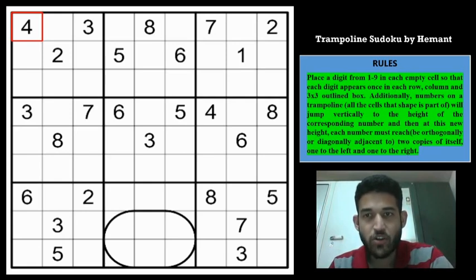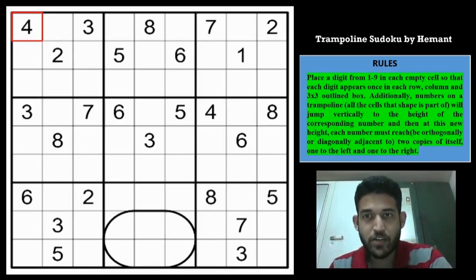Moving on to the rules. Each row, each column and each 3x3 box contains the digits 1 to 9. Additionally, numbers on a trampoline. So this is your trampoline here. All the cells that shape is part of. There are 6 cells in the trampoline, right? 1, 2, 3, 4, 5, 6.